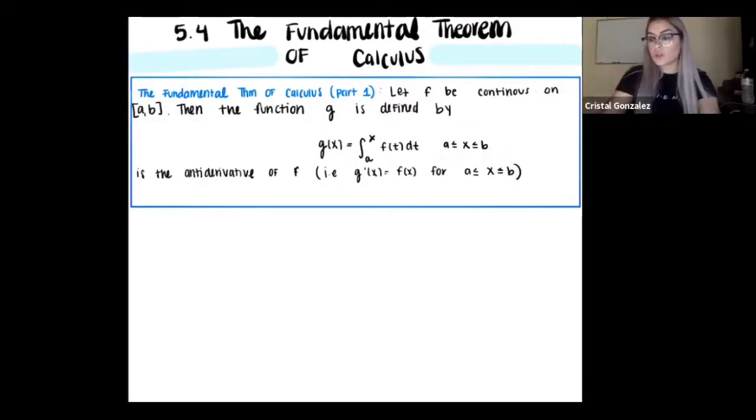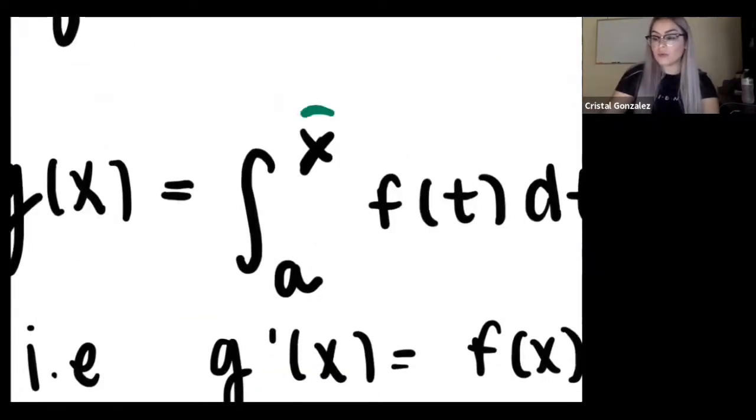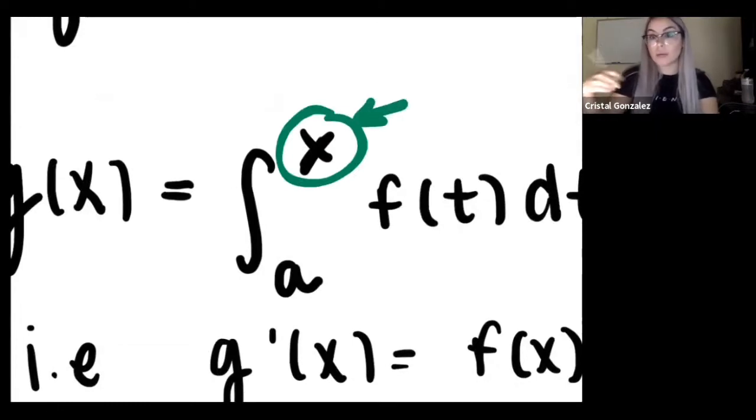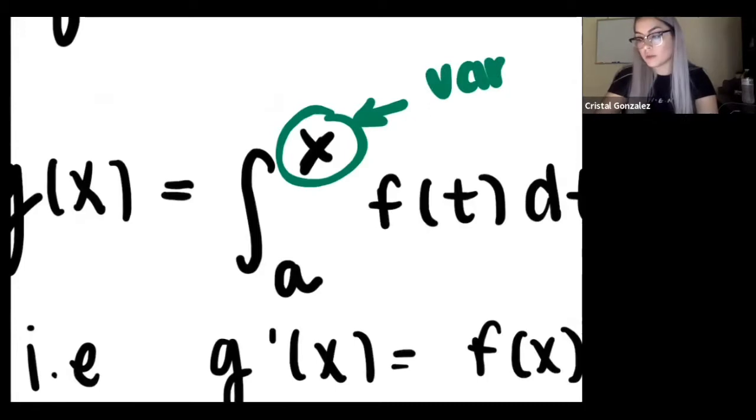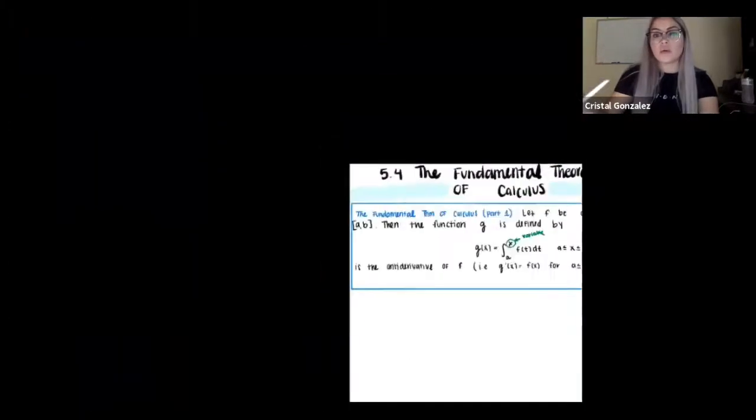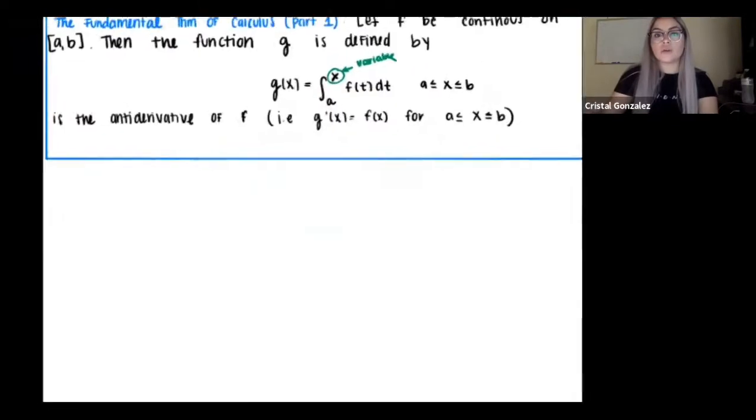I want you to note something here, and that's that here we have our integral from a to x, not a to b. Normally we have our integral from a to b. But in this case, we have our variable right here in our upper bound. So I just want you to note that this is a variable. Okay, so just note that.